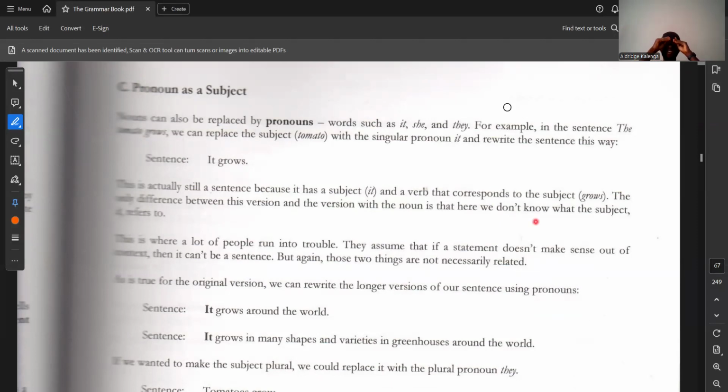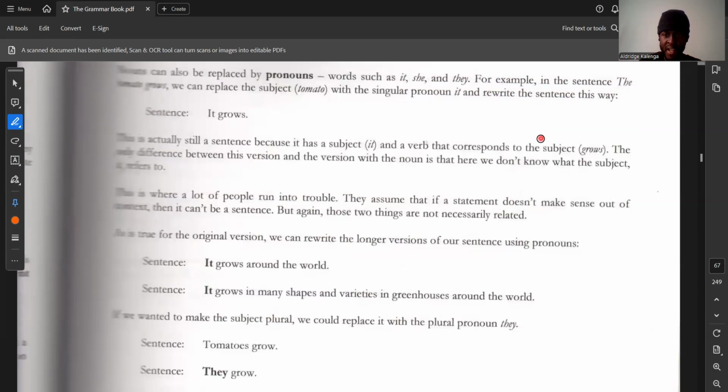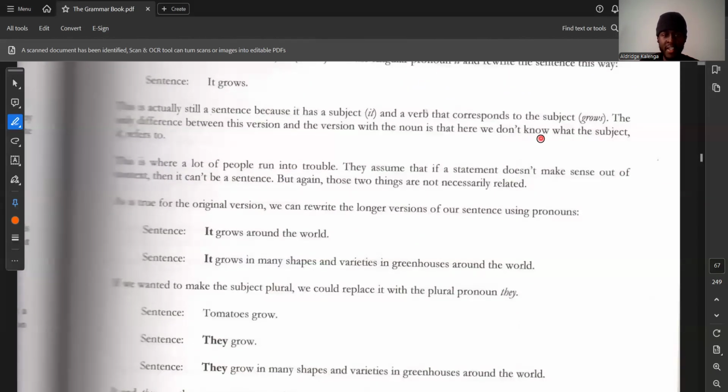Remember Louis, the one that you said was a bit confusing, when he just said many consider him the greatest jazz musician of all time. This is what we're talking about, using pronouns as a subject. A pronoun is just a word that replaces a noun, right? Like she, they, it. So instead of saying the tomato grows, if that's a sentence, then even it grows is a sentence, because it is just a pronoun for the tomato. So it's referring to the tomato.